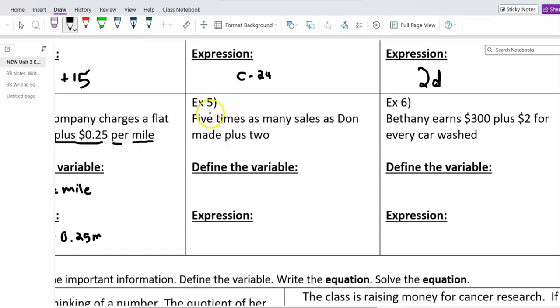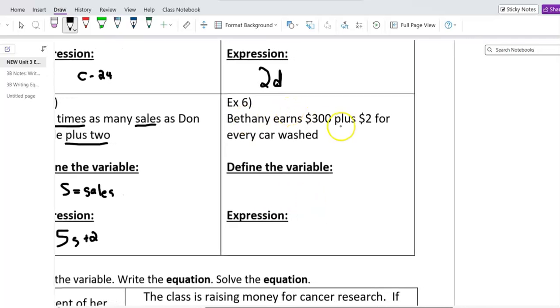Number 5: 5 times as many sales as Don made, plus 2. In this problem, we're working with sales, so it's going to be S for sales here. And then it says 5 times. That's pretty clearly telling us to multiply 5 by the amount of sales. And then it says plus 2. So 5S plus 2 is our expression for this one.